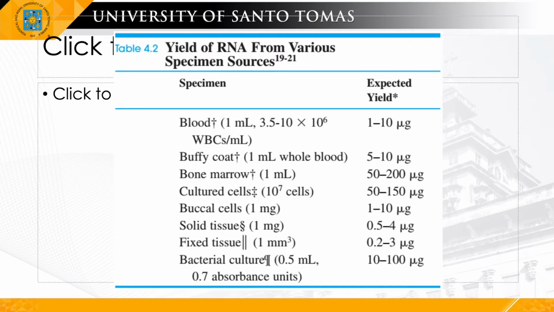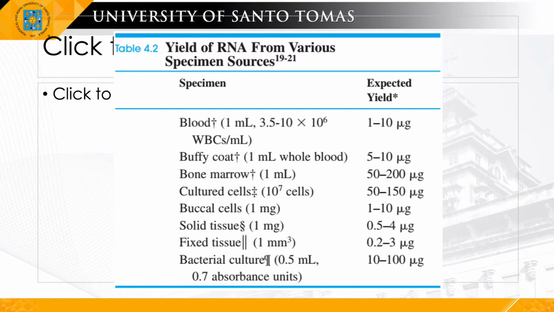Again, there are many sources of RNA, and depending on the source, there's an expected yield. So, for blood, buffy coat, and bone marrow, the RNA yield is dependent on the WBC count of the patient. In cultured cells, the RNA yield will depend on the type of cell and the condition of cells. Liver, spleen, and heart tissues yield more RNA than brain, lung, ovary, kidney, or thymus tissues.